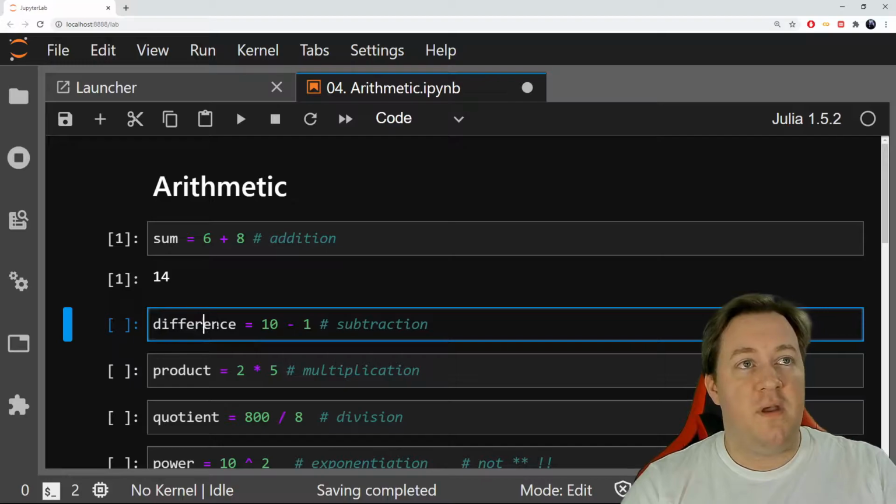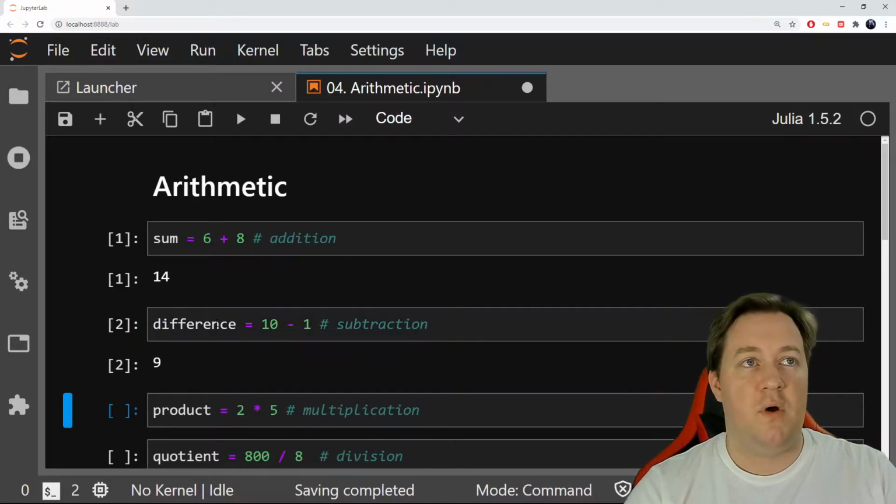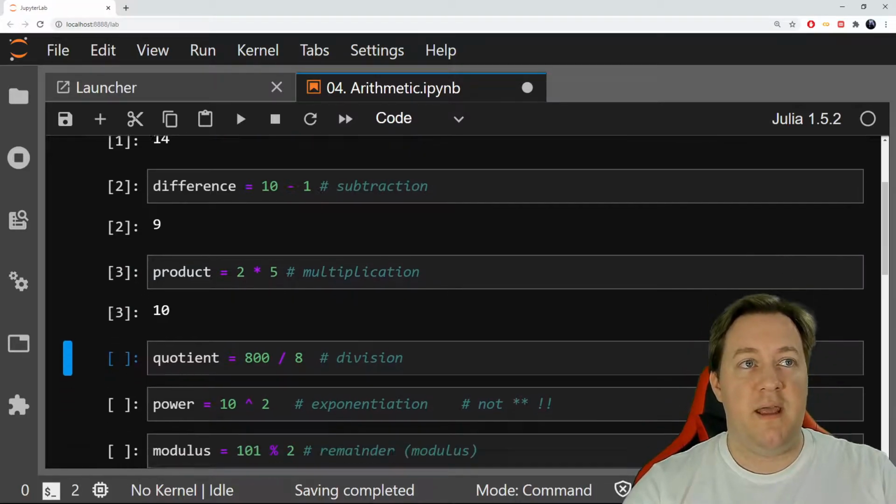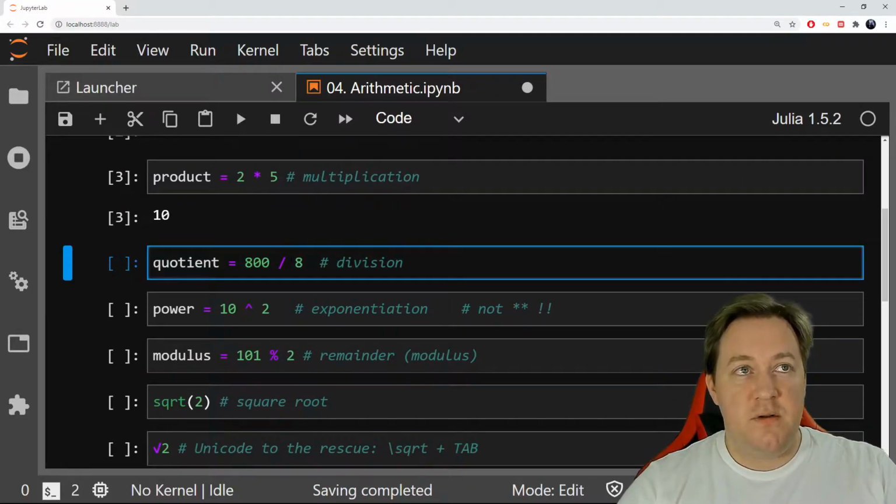The difference is with the minus symbol. So that's a subtraction, all good. Then multiplication will be with a star like this. I can have 2 by 5 would give me 10. A division, a quotient, would be with the bar, like in most languages. So far everything is like you're probably used to.